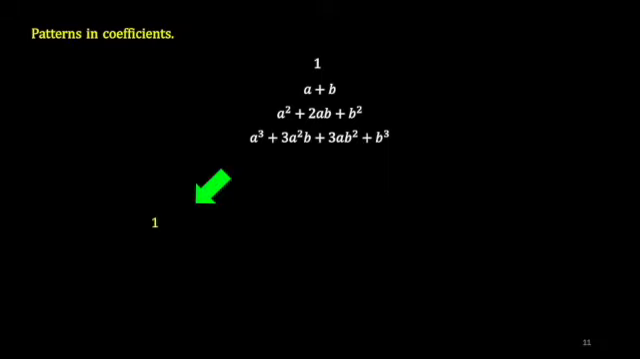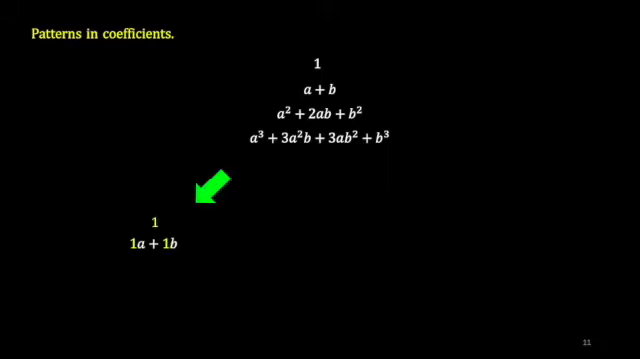Or pwede natin silang isulat sa ganitong way. 1, a plus b, a squared plus 2ab plus b squared, a cubed plus 3a squared b plus 3ab squared plus b cubed. So, pa-pyramid siya, kumbaga. Ngayon, i-transform natin siya sa ganitong itsura.